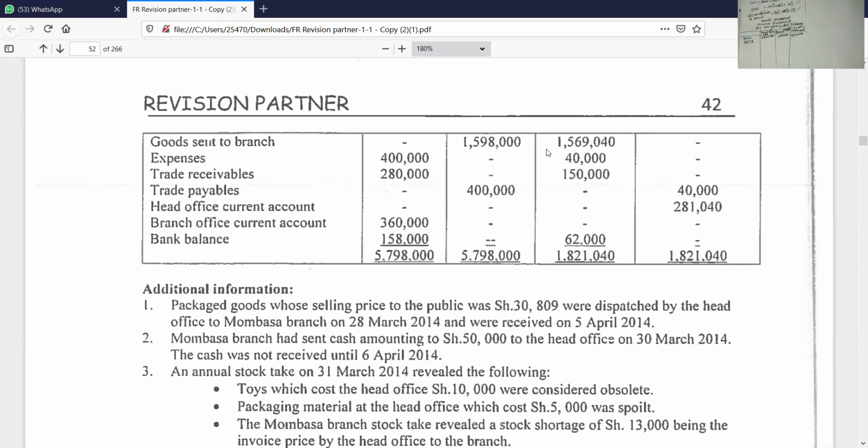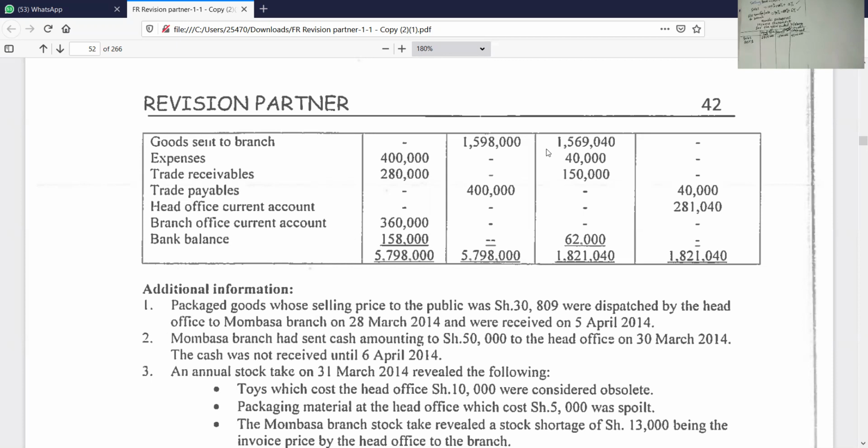So there's a deviation. If I use my calculator, 1,598,000 minus 1,569,040, I am getting 28,960. So there's a difference of 28,960. So where is this 28,960? We said if the two are not equal in this scenario, maybe there are goods which the head office had sent, but by the end of the period they have not been received by the branch.